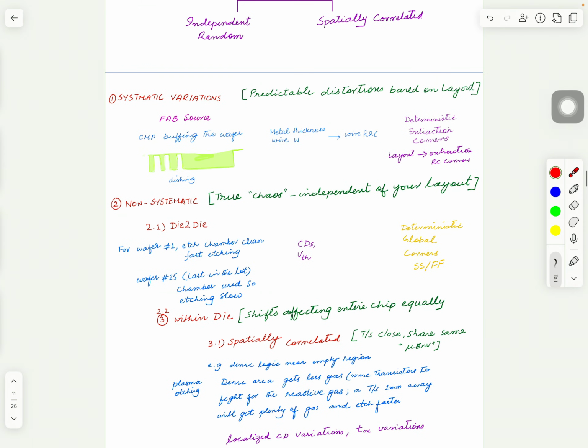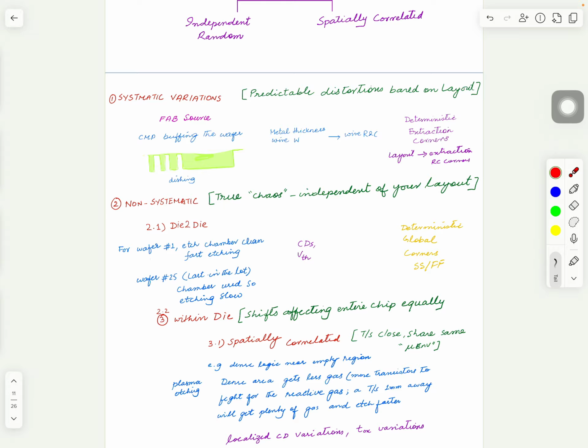The non-systematic side comes. This is kind of true chaos. This is independent. This is exactly what we are trying to catch. But even within that, we can have a die. One die experiences one, the die is kind of slow, another die is a little faster.